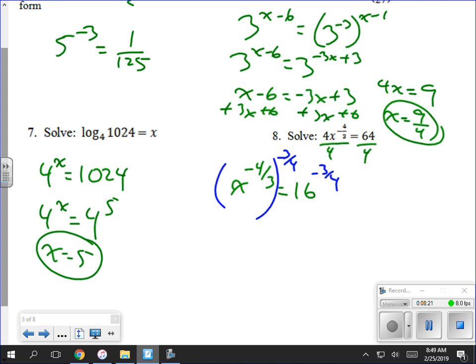Multiply by the reciprocal. The reciprocal of negative 4/3 is negative 3/4. Negative 4/3 times negative 3/4 gives me x to the 1st. And then I take 16 to the negative 3/4 power. The negative means I have 1 over. The 4th root of 16 is 2. 2 cubed gives me 8. So I get 1/8. The denominator means I take the root. The numerator means I take the power. The 4th root of 16 is 2. 2 cubed is 8.